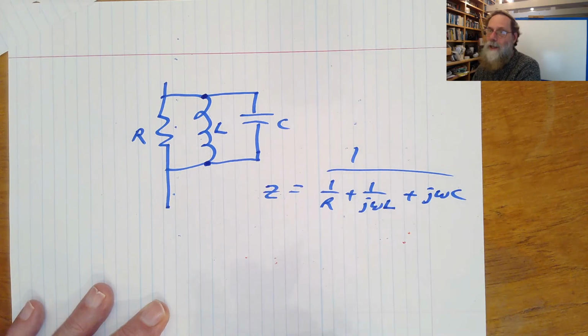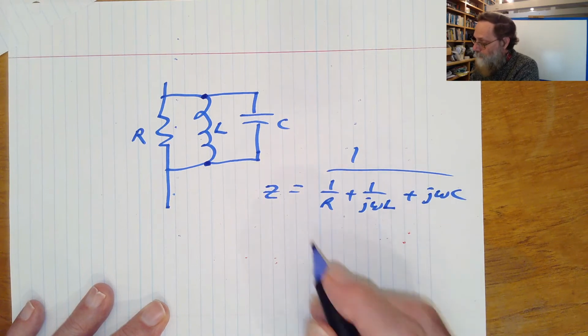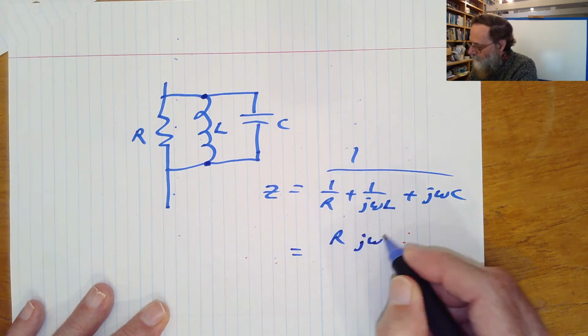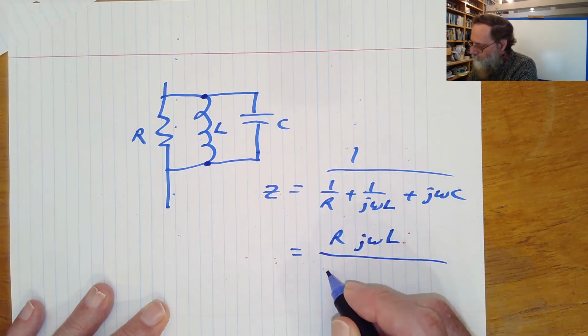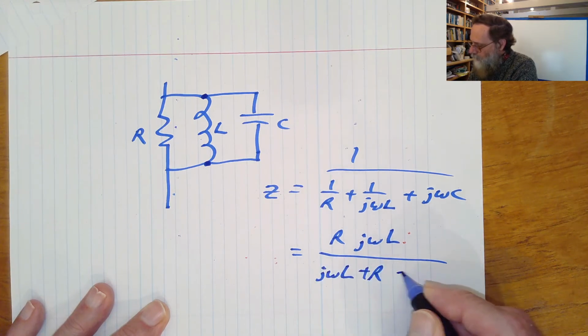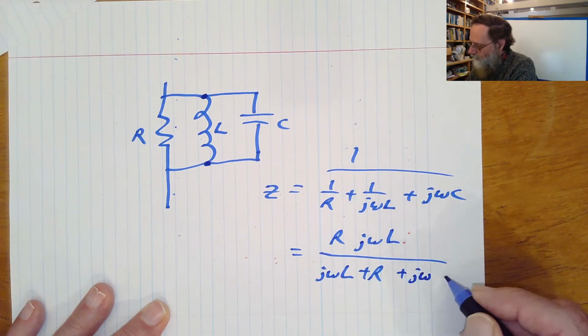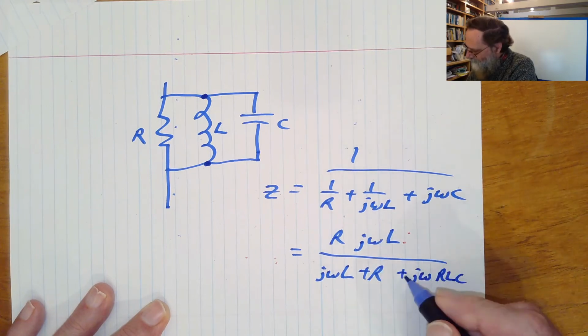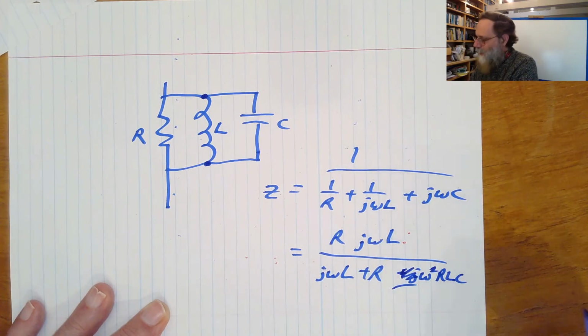And again, this is a little messy, and we can simplify it if we multiply top and bottom by R times j omega L. So we have R times j omega L over j omega L plus R plus j omega RL, sorry, that's minus omega squared RLC. The j omega part gets squared.